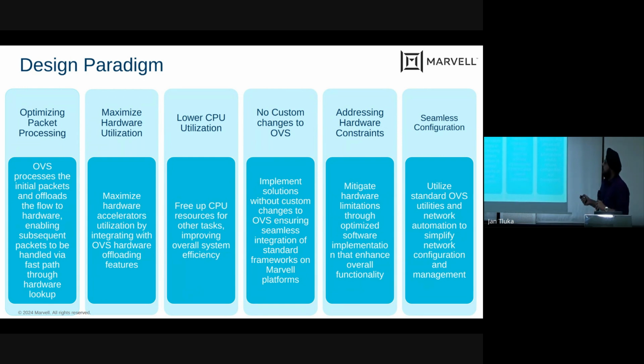While designing the solution, we hit some hardware constraints. We have already communicated them to our hardware team, and we are working on that. Meanwhile, we mitigated them with some software implementations, just to enhance the overall functionality we can offer. Plus, this solution can be configured with the standard OVS utilities, to simplify network configuration and management.